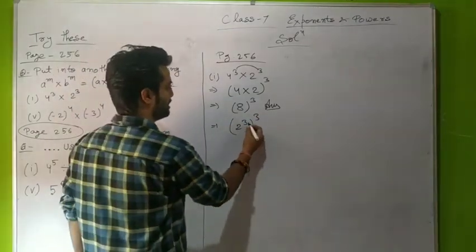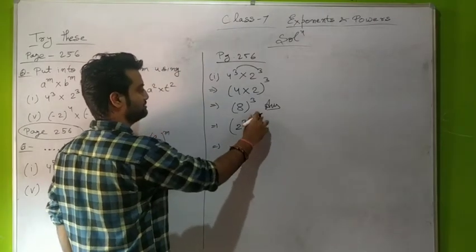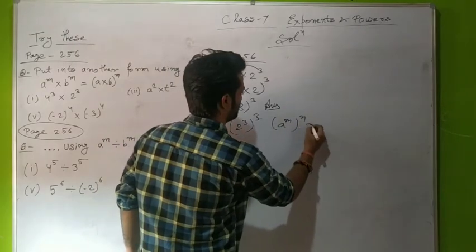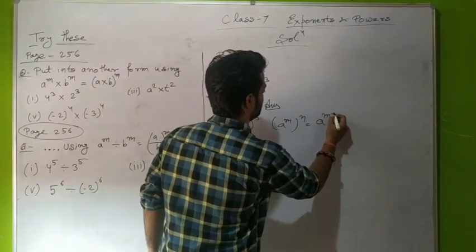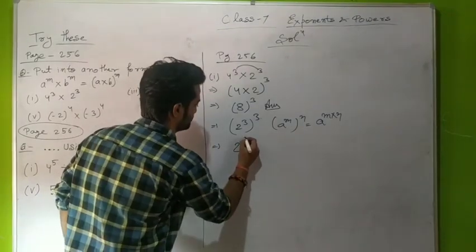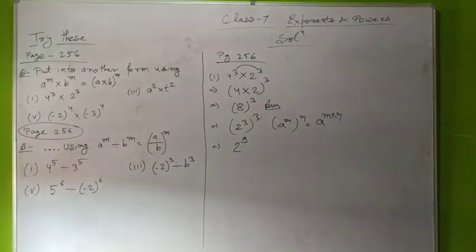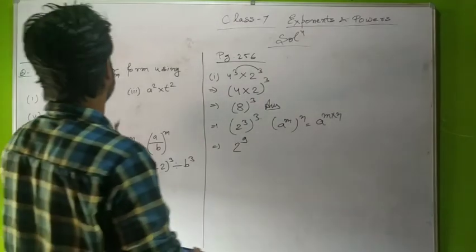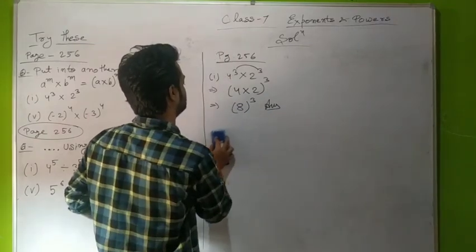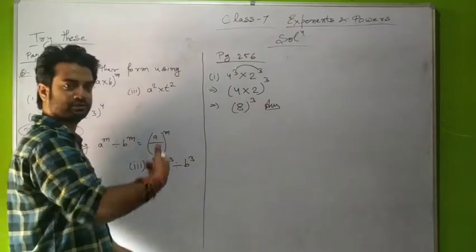Now, what will we do? We will multiply these exponents because a raised to the power m, raised to the power n, is a raised to the power m into n. So it can be written as 2 raised to the power 9. But since this question only asks us to write in this form, we will stop our solution here. But you can further solve it.